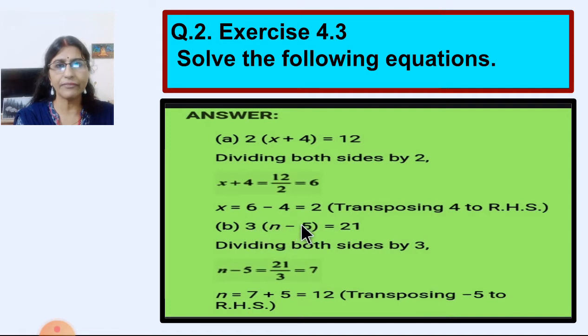Same way we will do it. Here also there is a bracket. N minus 5 is multiplied. Both these are multiplied here by 3, and 3 is outside the bracket. That is equal to 21. So same method we'll do.